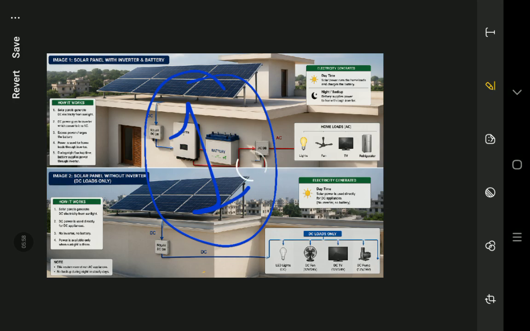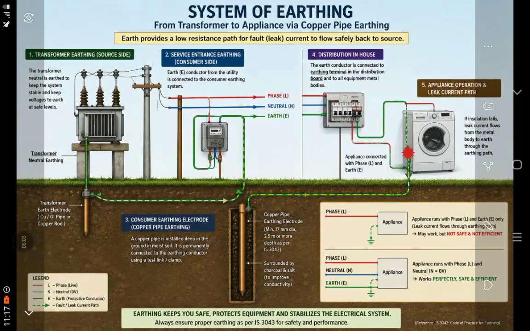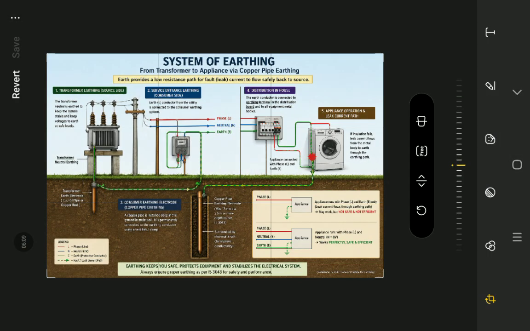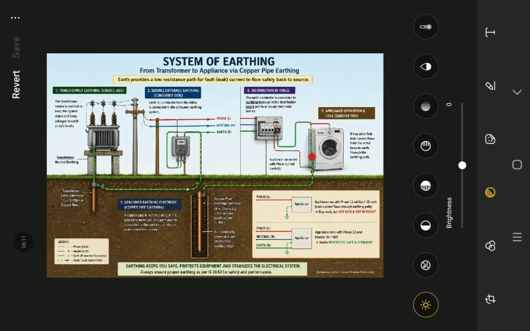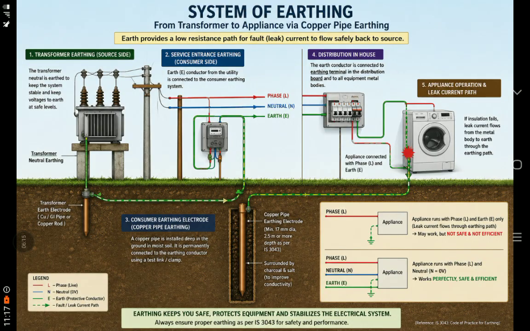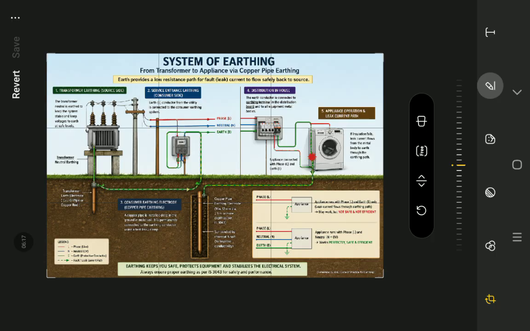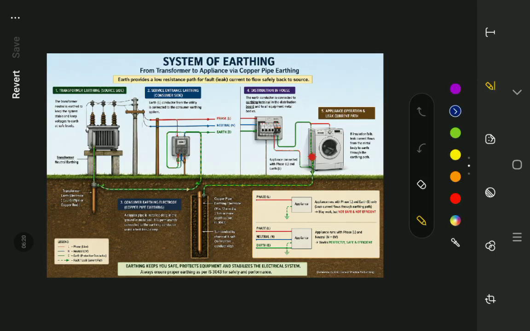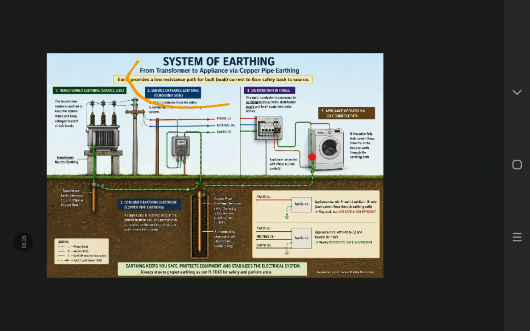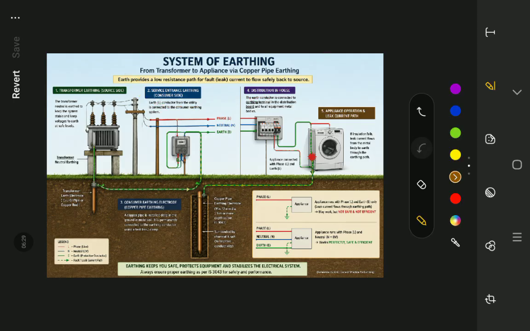Now let's check the second method. The second method is not about getting free electricity in our home, but it is important for us to keep in mind that this kind of system should be there, for protection of appliances as well as human protection. The concept is earthing. Earthing is a safety measure that we do in our house to keep our home safe.